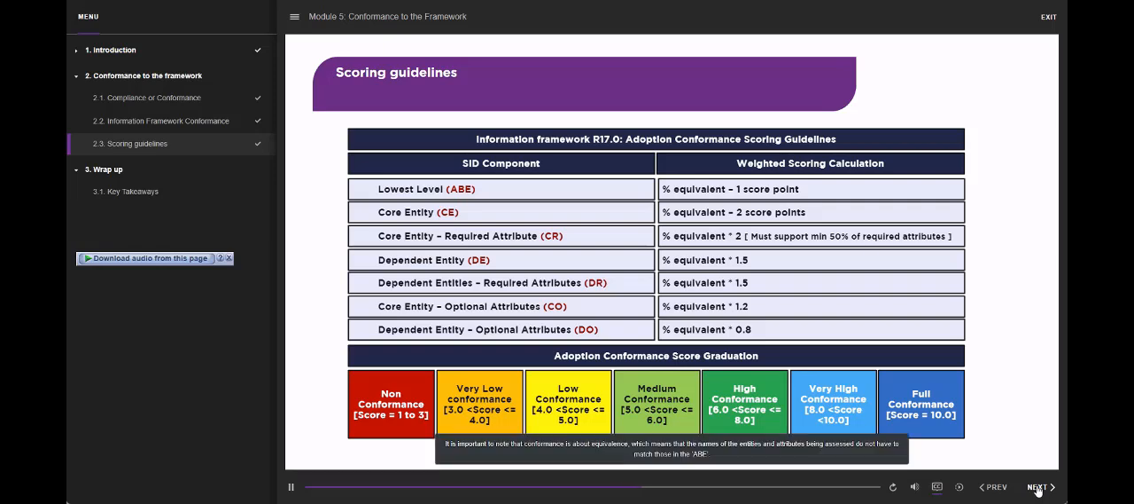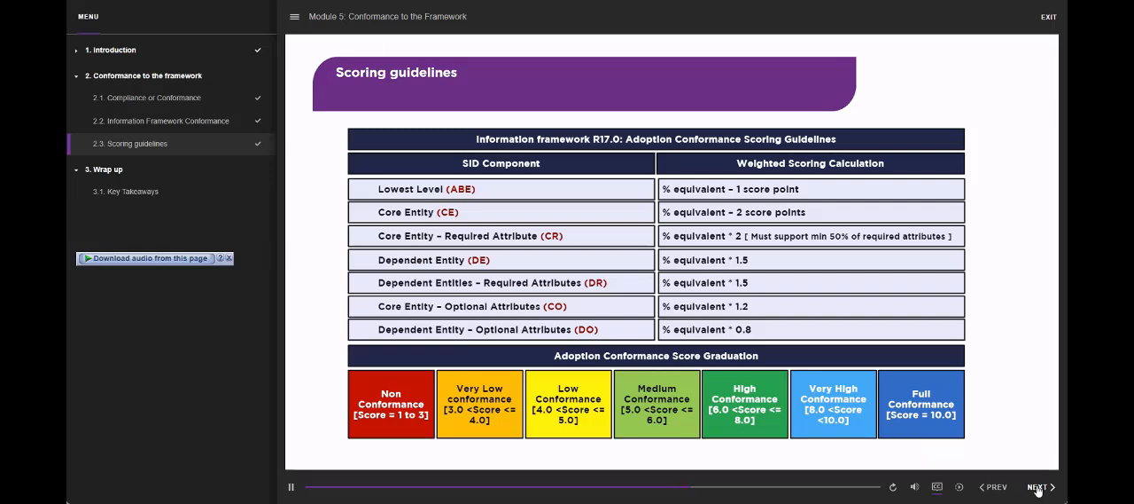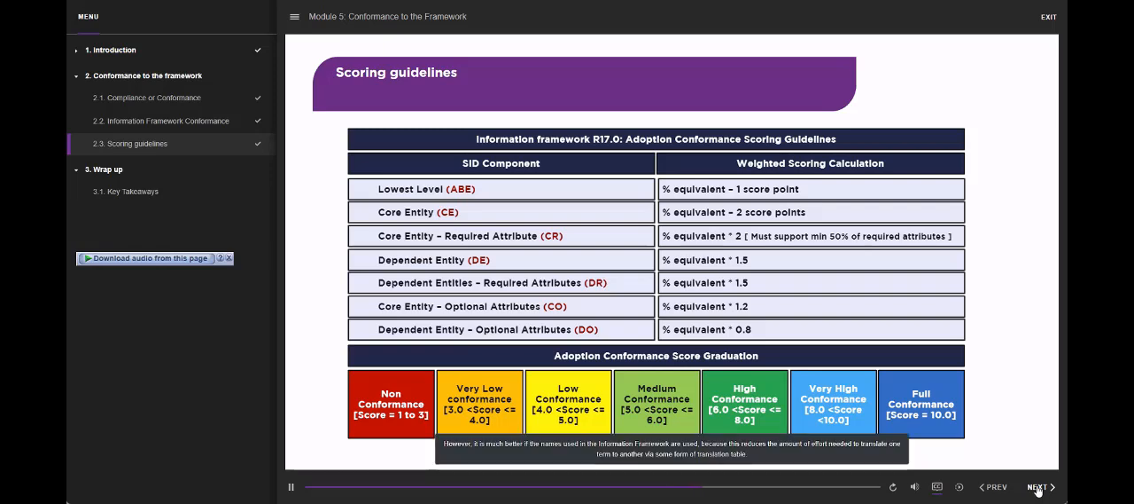It is important to note that conformance is about equivalence, which means that the names of the entities and attributes being assessed do not have to match those in the ABE. However, it's much better if the names used in the information framework are used, because this reduces the amount of effort needed to translate one term to another via some form of translation table.